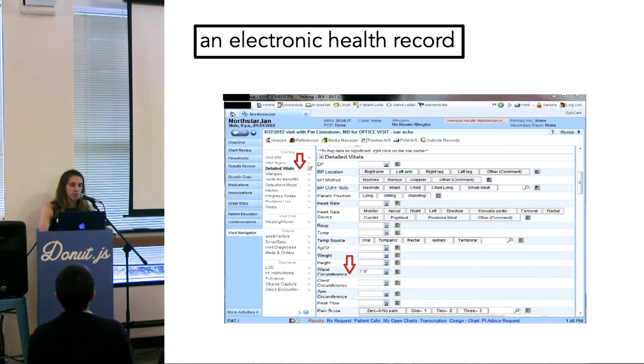Just for an example, this is what a typical electronic health record looks like. As all of you can see, it's a lot. It's a lot to look at. While you're looking at this, you're trying to use it, and you're trying to talk to a human and have a conversation, it's pretty difficult to do. And so our solution was to trim as much as we could.